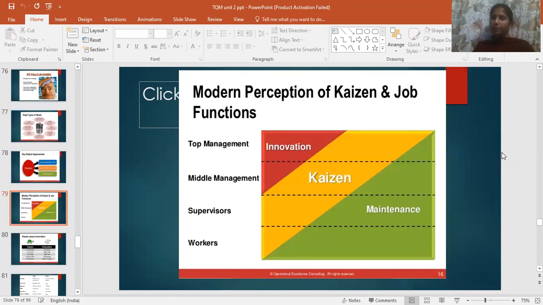So this is the modern perception of Kaizen and job function. Here we can see innovation, Kaizen, and maintenance levels. Workers and supervisors mainly focus on the maintenance level, a little bit on Kaizen, and nothing on innovation. Middle management focuses mainly on Kaizen, less on innovation, followed by maintenance. Top management focuses on innovation, then also on Kaizen, but less on the maintenance level.